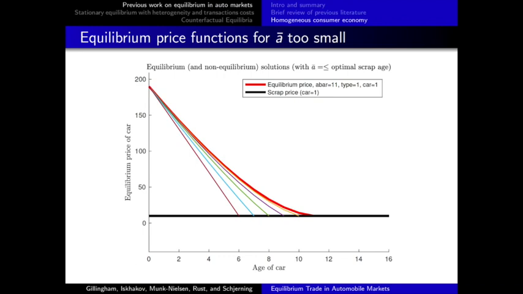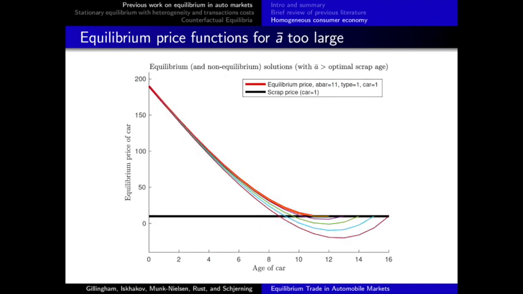And this is a way we can solve for the equilibrium price, just this iterative algorithm where we start with trying different values of a bar and solve the solution. Now, what happens if it's too big? If a bar is bigger than what Harosaka would suggest, then you get these curves here. We have put a bar to 12, 13, 14, 15, and 16. And what you see here is now the prices are suddenly coming below the scrap price.